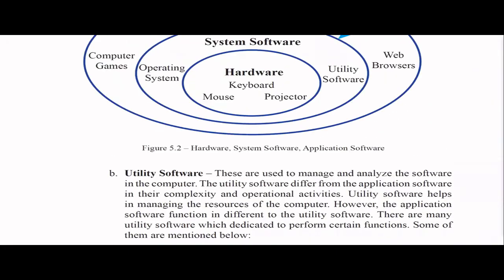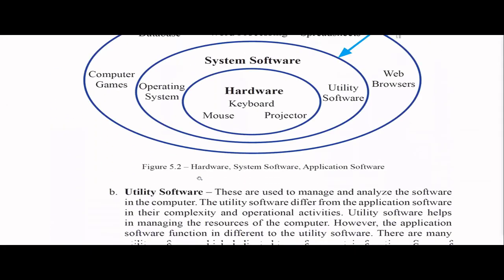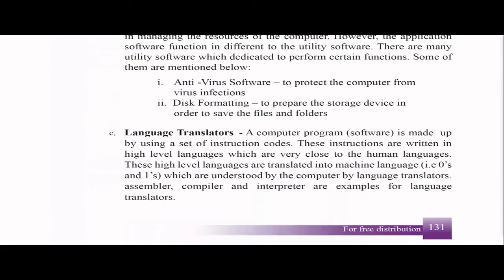Then come the language translators. If you see in this diagram, there are three things coming under language translators: assemblers, compilers, and interpreters. So what is a language translator? Forget about computers. What does a normal language translator do? Think there's a Sinhala person and a French person. The two cannot talk to each other, so in the middle there's a language translator. The Sinhala person will talk, then the translator will translate that to French and tell it to the French person. Similarly, what the French person says can be translated to Sinhala and told to the Sinhala person. That is what the language translator does.